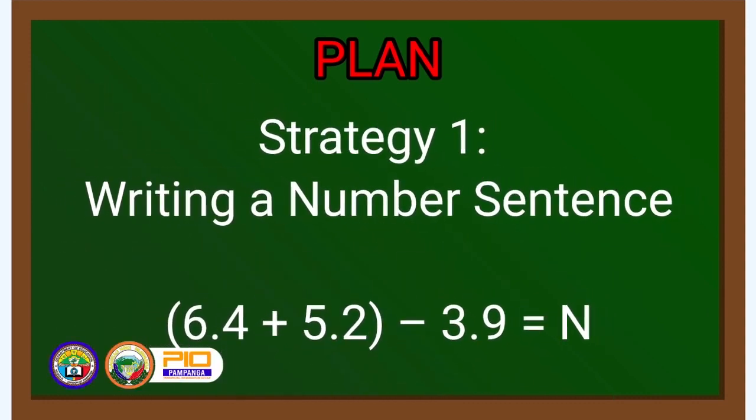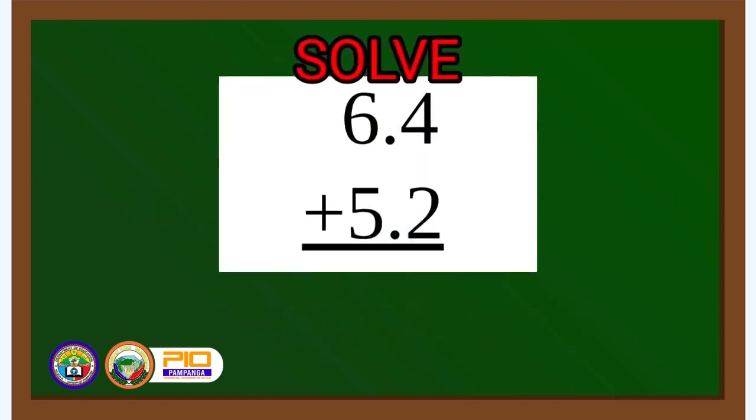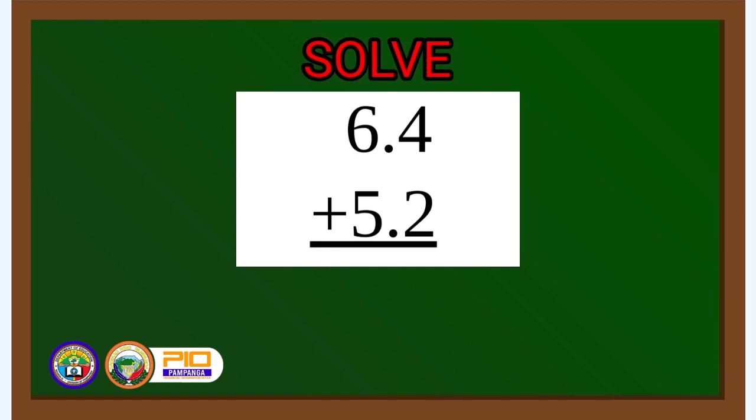Strategy number 1. Writing a number sentence. 6 4/10 added to 5 2/10 subtract by 3 9/10 equals n. Let us first add 6 and 4/10 and 5 and 2/10.